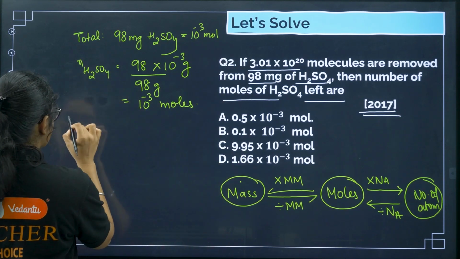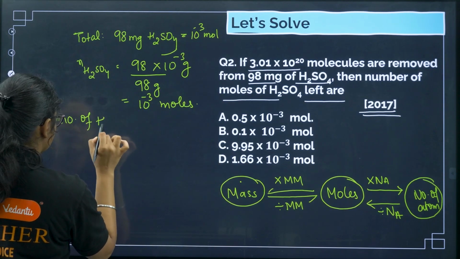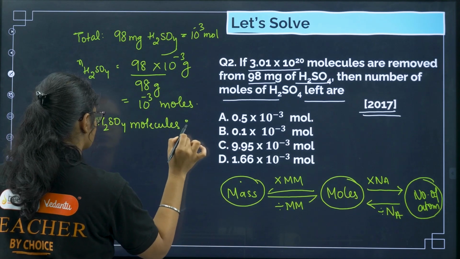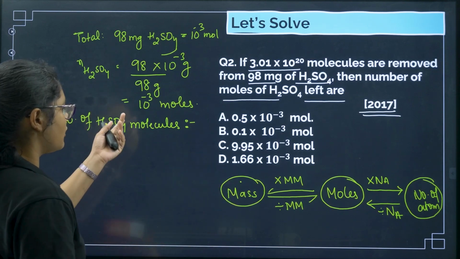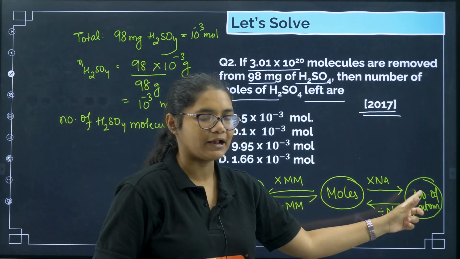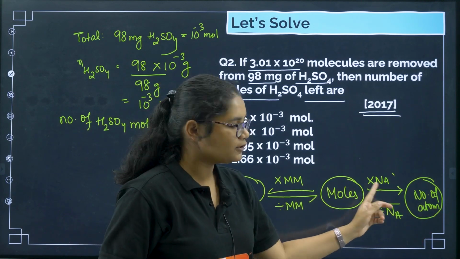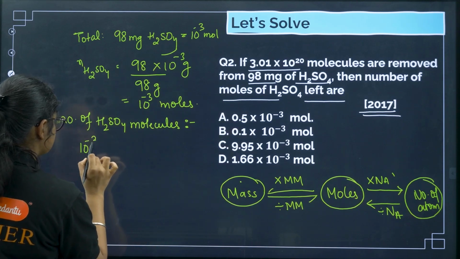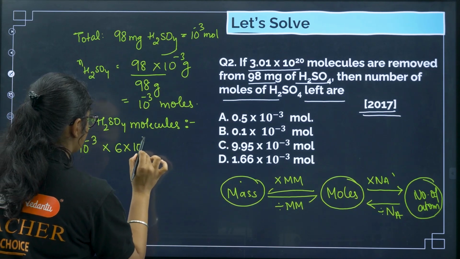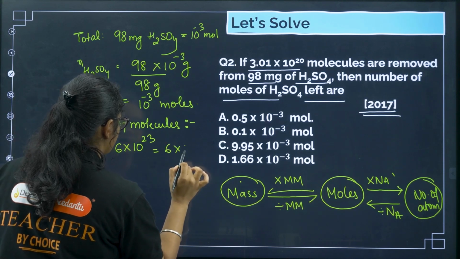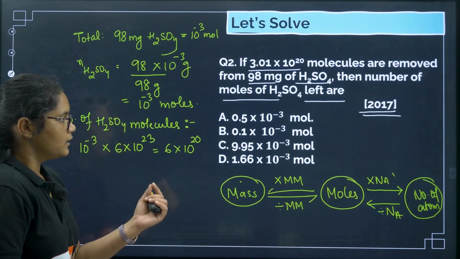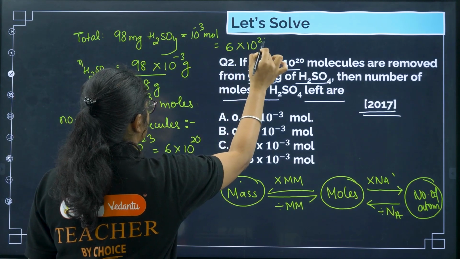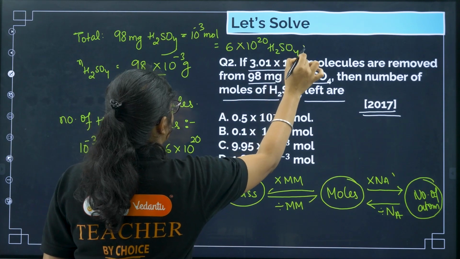Now let us calculate in terms of number of H2SO4 molecules. I know the number of moles, and I want to calculate the number of particles, so I need to multiply by Avogadro number. I have number of moles as 10 to the power of minus 3, and Avogadro number 6 into 10 to the power of 23. That will give me 6 into 10 to the power of 20. Clear? So in total, 6 into 10 to the power of 20 H2SO4 molecules are there.